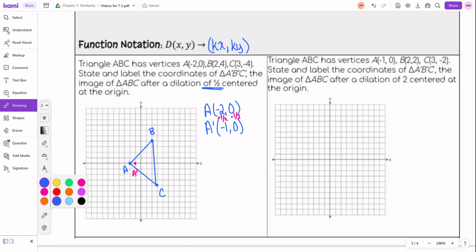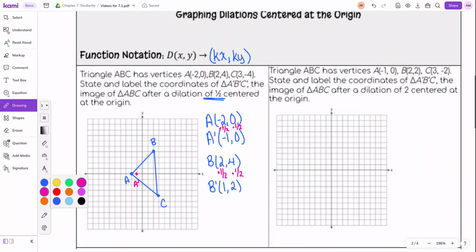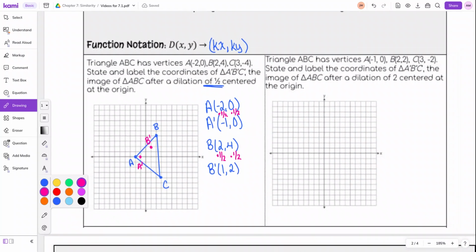Next, I have B. B's original coordinates are 2, 4. So again, I can multiply each of these coordinates by 1/2 to give me the coordinates of B prime. 2 times 1/2 is 1, 4 times 1/2 is 2. One reason why this is helpful is because of coordinates like C. For coordinate C, I have 3, -4, which means that when I multiply by 1/2, I'm going to get 1.5, -2.